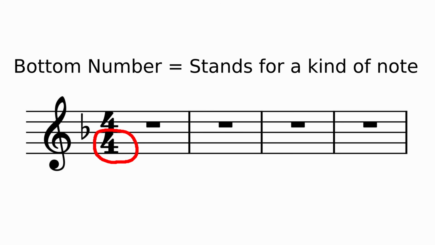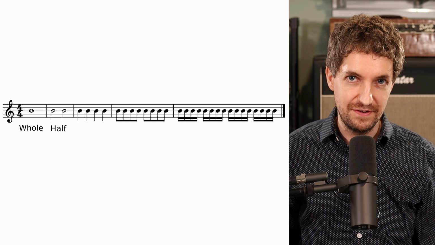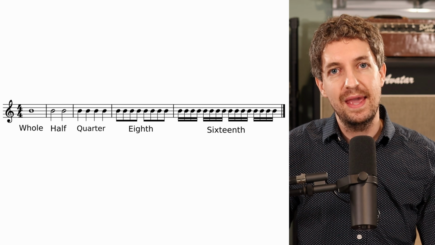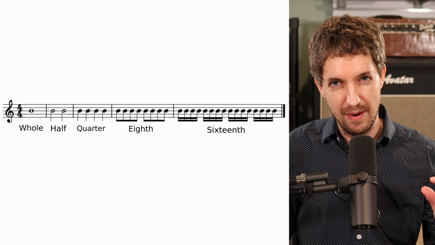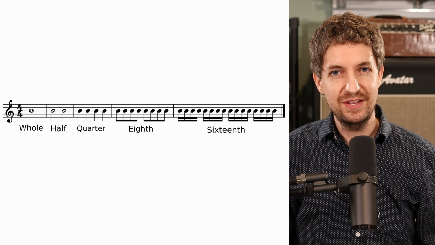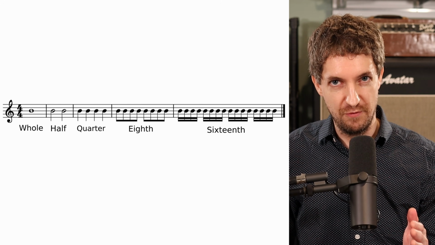Now, the bottom number tends to be a little bit harder to remember and harder to understand. The bottom number represents a kind of note. Now, what I want you to think about is that it stands for a fraction. Think about the different kinds of notes that we have in music. We have a whole note, half note, quarter note, eighth note, right? And that's what the bottom number represents. So if we see a 4 on the bottom, okay, that stands for the fraction 1/4.